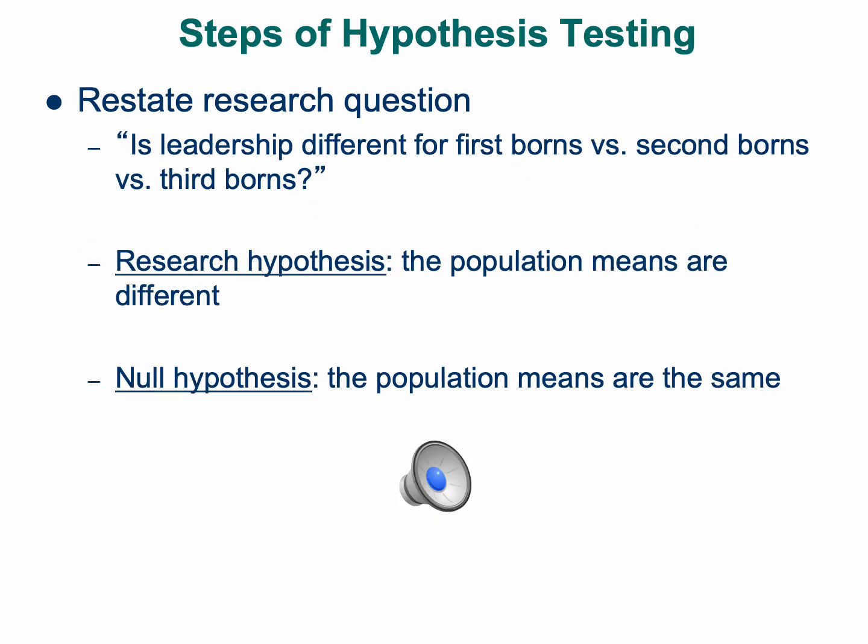Okay, well, step 1, just like before, is we have to restate the research question as hypotheses, referring to populations. So the research question is, is leadership different for firstborns versus secondborns versus thirdborns? The research hypothesis is that the population means are different. And notice here it's not necessarily that they're all different from each other, but at least one of them is going to be different from one other one. The null hypothesis is the population means are the same.